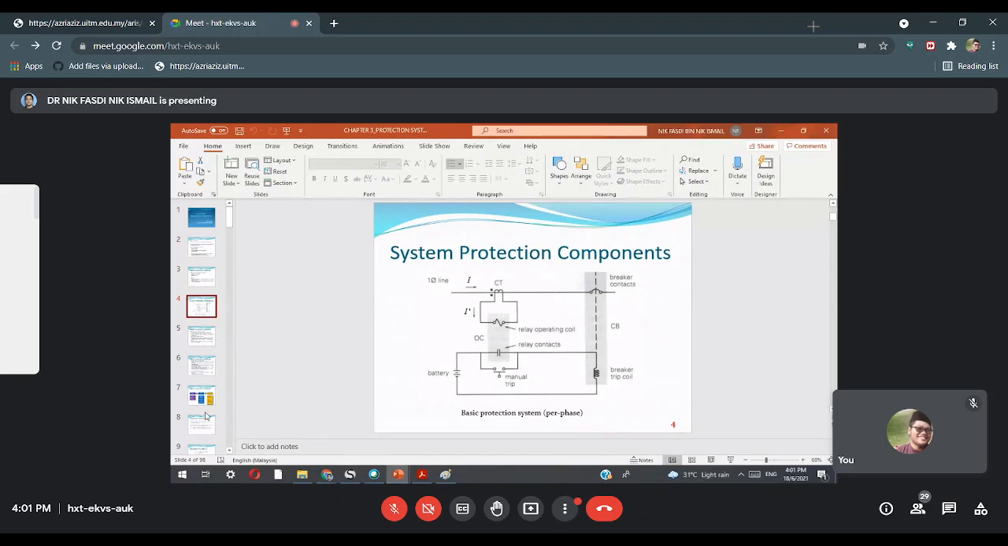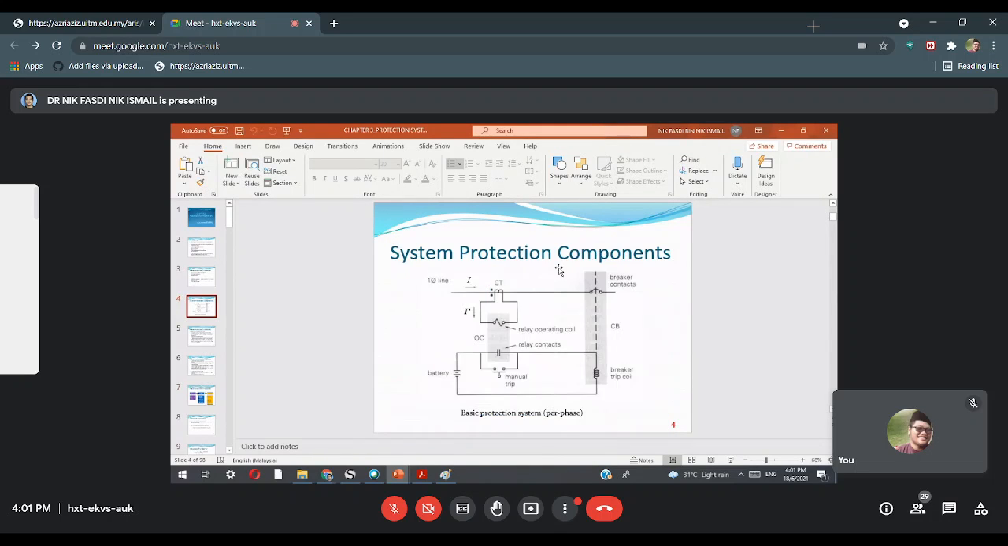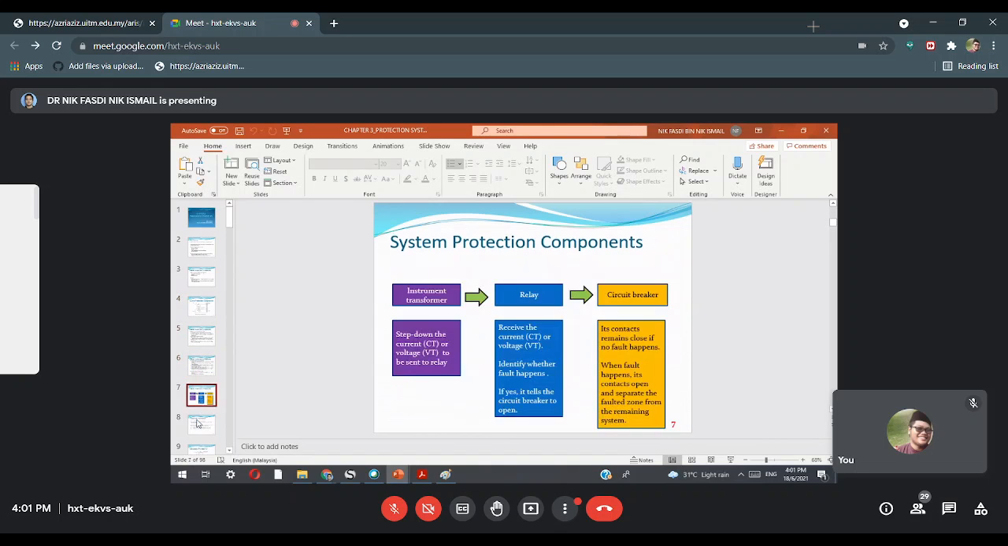Okay, case dia macam ni. Okay, identify when fault happen. If yes, it tell the circuit breaker to open. Circuit breaker function dia, its contact remain closed if no fault happens. When fault happen, its contact open and separate the faulted zone from the remaining system. So I rasa dah jelas, you bagi faham okay, saya faham dah pasal tu.